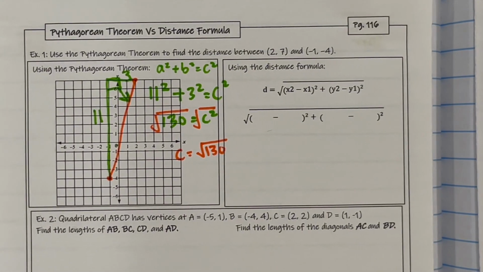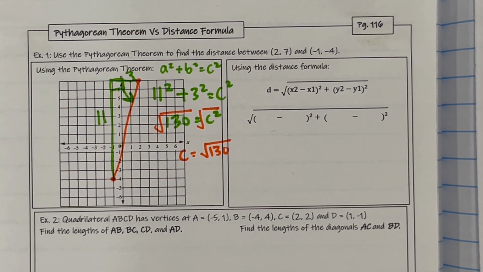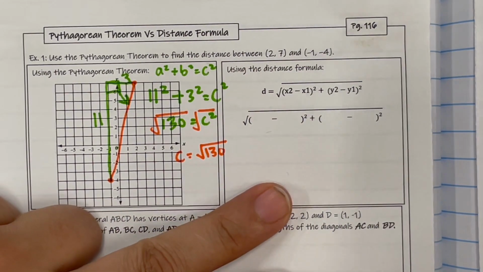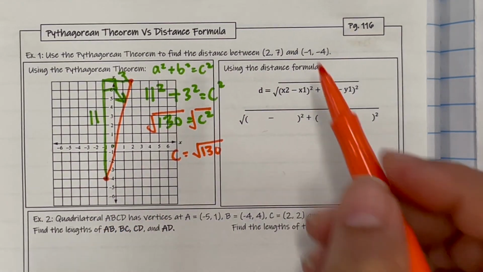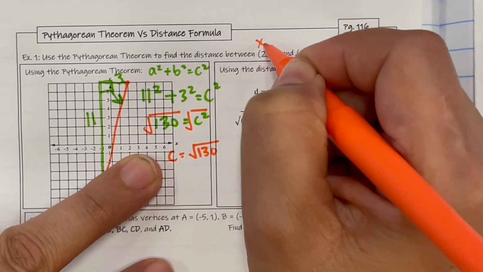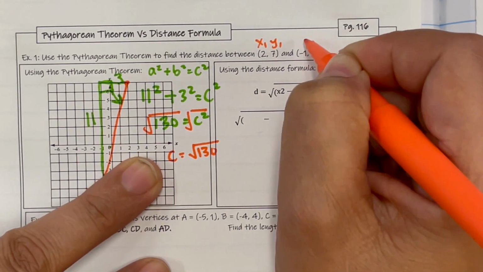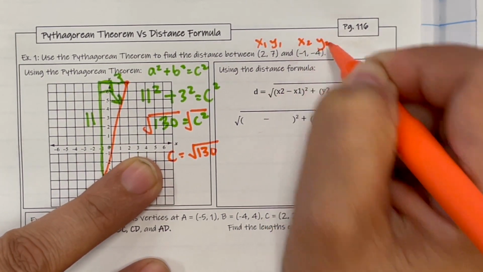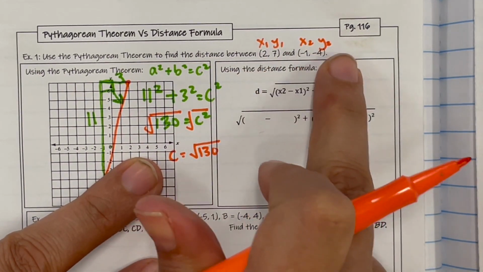Let's take a look at distance. Distance is even easier in my opinion, but sometimes you guys have a problem with it. So you guys, I'll let you decide. So the very first thing you're going to do is label the points. This is x1, y1, x2, y2. Okay, make sure the ones are together and the twos are together.